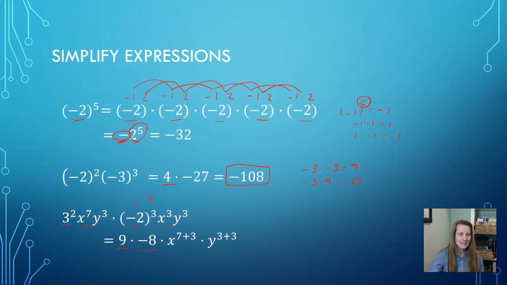Now let's look at our x's. I have an x to the 7th power and I have an x to the 3rd power. Using the product rule, I can add those exponents right there. Now let's look at our y's. Y cubed and y cubed. Product rule once again gives me y to the 3 plus 3. So simplified, I get 9 times negative 8 is negative 72, x to the 7 plus 3 is x to the 10th, and y to the 6th.